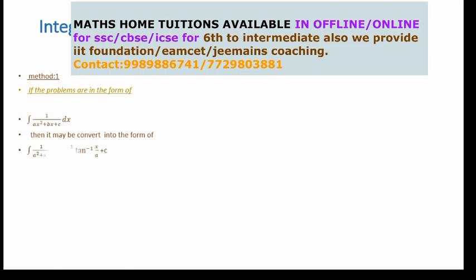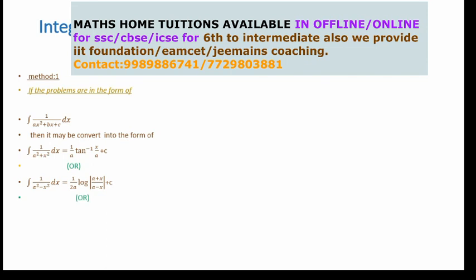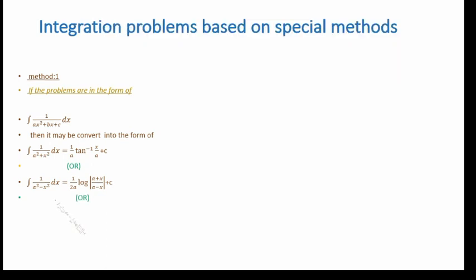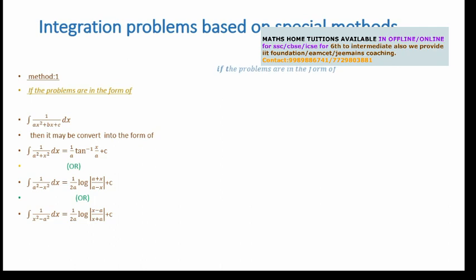In the first one, integration of 1 by a square plus x square into dx equals 1 by a into tan inverse of x by a plus c, or it may be converted into integration of 1 by a square minus x square into dx, that equals 1 by 2a into log mod a plus x by a minus x plus c, or it may be converted into the form of 1 by x square minus a square into dx, that equals 1 by 2a into log mod x minus a by x plus a plus c.